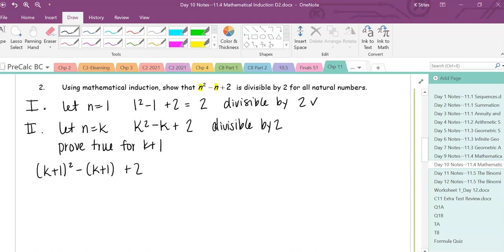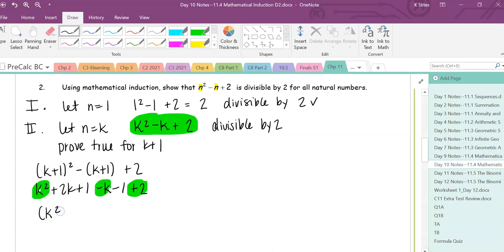And then what I'm just going to do is go ahead and FOIL this out and distribute. Watch your signs, please. I know that it is tempting to just combine all your like terms. But what we want to do is look for this, because right now we are assuming that this is divisible by 2. And if you look, you do have a k squared minus k plus 2. So I'm just going to group those together, because I know that this is divisible by 2, or at least I'm assuming right now it is.